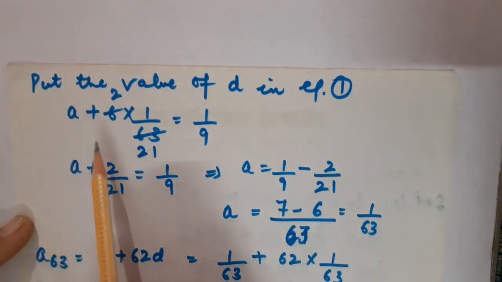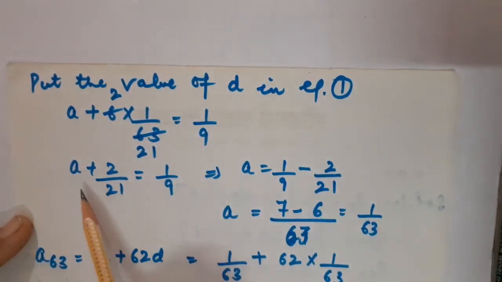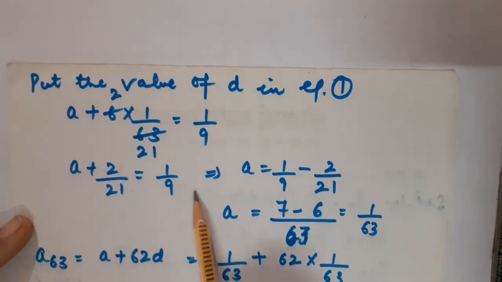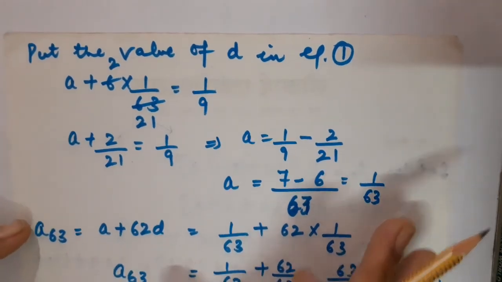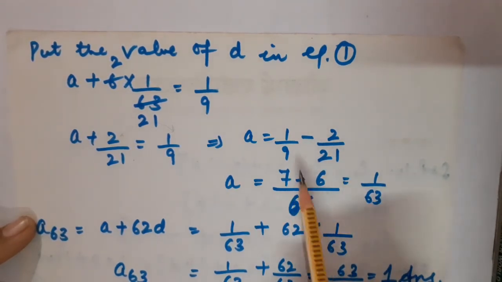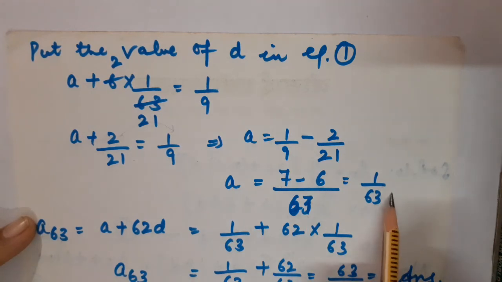So children, I have substituted the value of D in equation number 1. From there I have got A plus 2 upon 21 is equal to 1 upon 9. Let us take it to the right hand side. It would become A is equal to 1 upon 9 minus 2 upon 21. LCM will be 63. So 63 divided by 9 is 7, minus 63 divided by 21 is 3, into 2 is 6. So 1 upon 63 is the value of A as well.